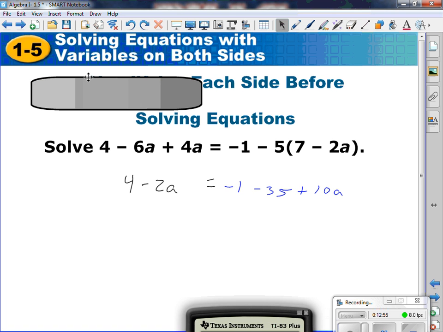So now it's broken into two problems. How did I do the first part? I combined my like terms. The negative 6a and the positive 4a. Because they're on the same side, they just go together.